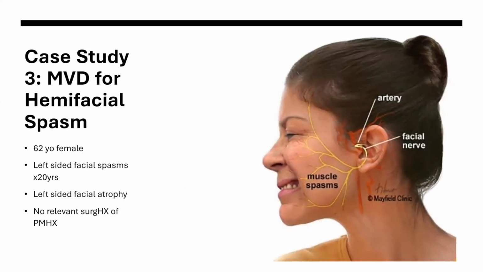So another case study, this is a microvascular decompression for hemifacial spasm, a 62-year-old female. They've had facial spasms for 20-plus years, no relevant medical history. I've been talking about some of the prognostic and guidance tools that neuromonitoring can provide in surgery. Here, we also do mapping of different nerves to identify nerves.